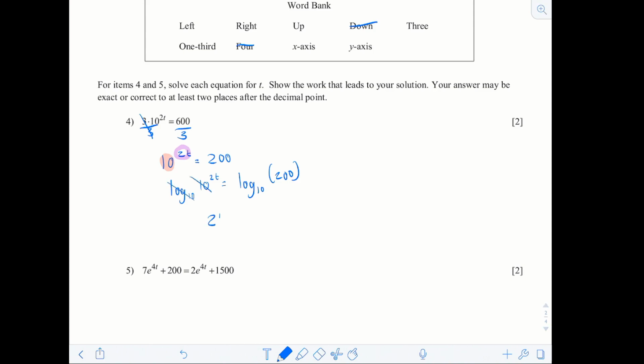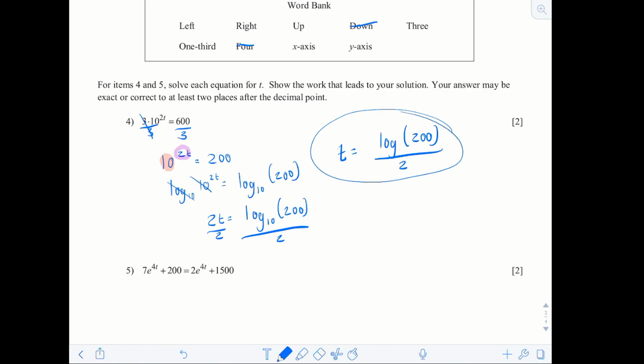These in a sense cancel out, so I'm left with 2t is equal to log base 10 of 200, and then divide both sides by 2. So t is going to be equal to log, since it's actually base 10, I'm not even going to write the little 10, so I'm going to write down log of 200 over 2 is our answer. Now the important fact to keep in mind as well, see this 200 and see this 2.